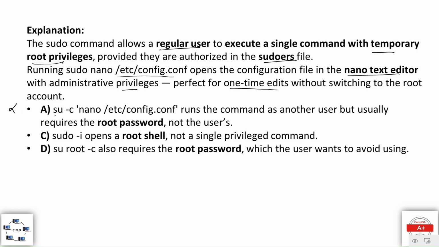The incorrect options: option A, su -c nano /etc/config.conf runs the command as another user but usually requires the root password, not the user's. Option C, sudo -i opens a root shell, not a single privileged command. And option D, su root -c also requires the root password, which the user wants to avoid using.